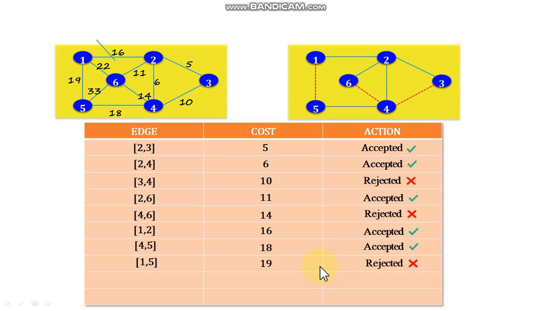The next smallest weight is 22, edge 1 to 6. I am drawing the edge between 1 and 6. This also formed a cycle and I cannot accept this. The next smallest weight is 33. The corresponding edge is 5 to 6. This also forms a cycle, so I am rejecting it.